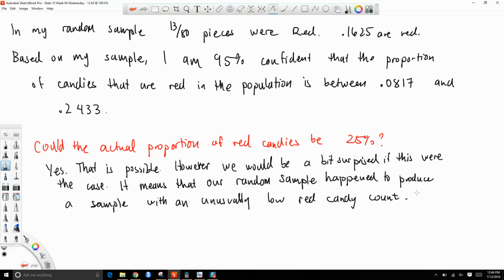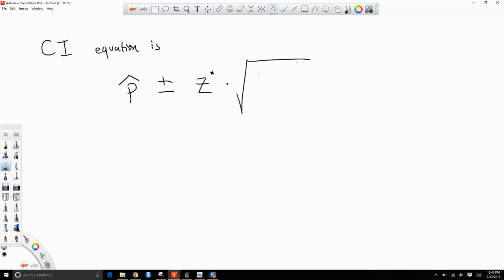All right, so putting everything together, our confidence interval formula is p hat, and because you have an upper bound and lower bound, we combine the plus and the minus together. So one side is p hat minus this, and the other side is p hat plus this. We're going to have z star times the square root of p hat times 1 minus p hat over n. Z star is called our critical value.